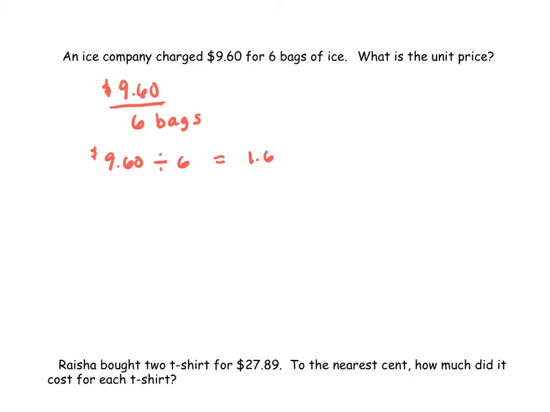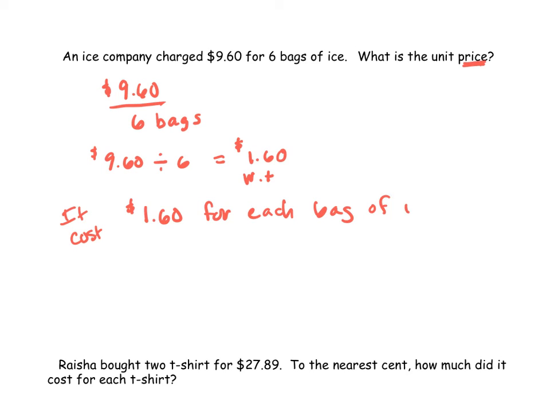So the question is, am I done? Well, if you recall, we're trying to find the price for 1. So 1.6 does not quite look like money yet. Besides the dollar symbol, this is dollars, dimes, and we're missing the pennies. So we need to put a 0. So we can clearly state now it costs $1.60 for each bag of ice. So that's cost per item.